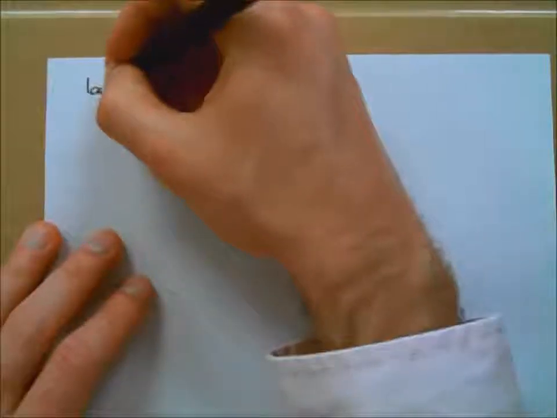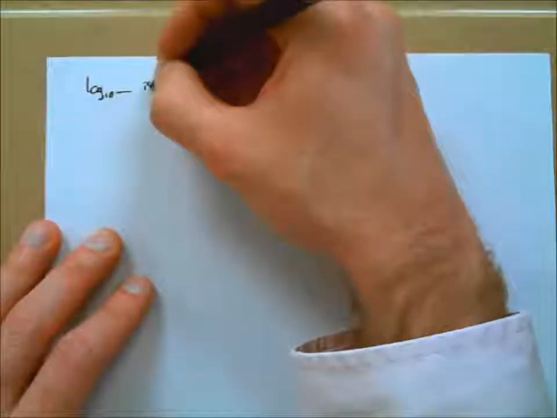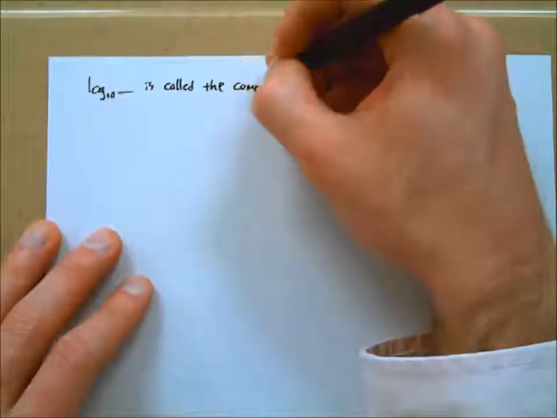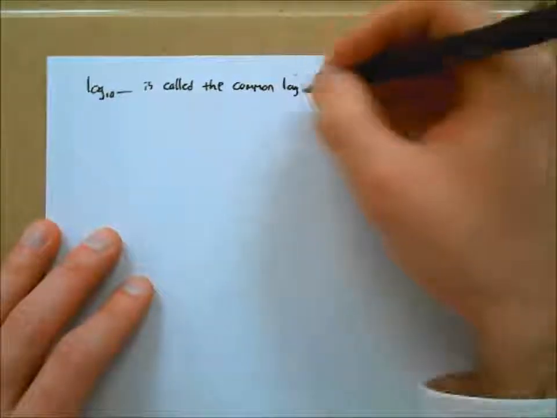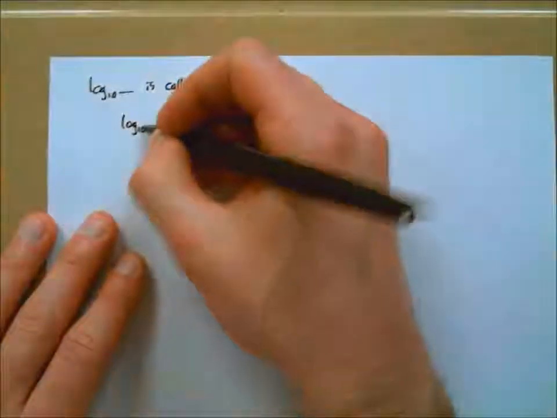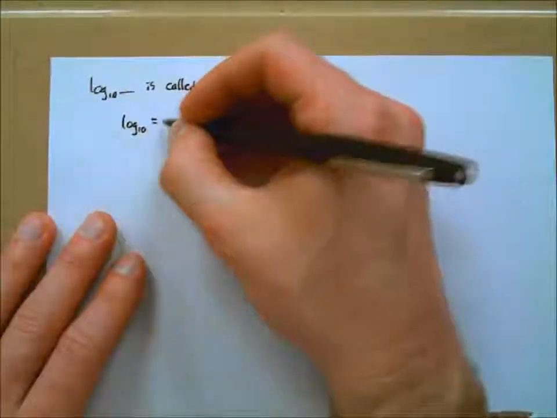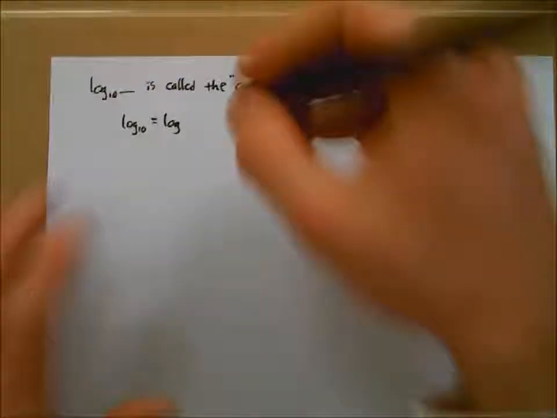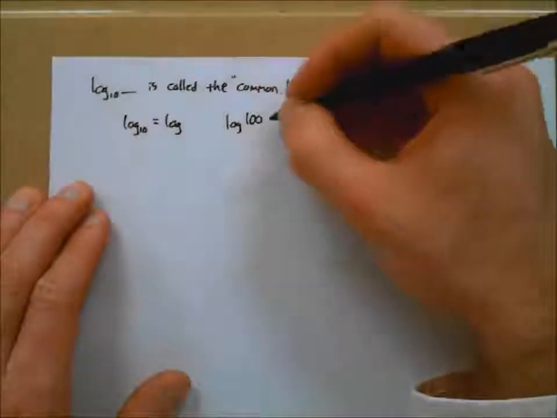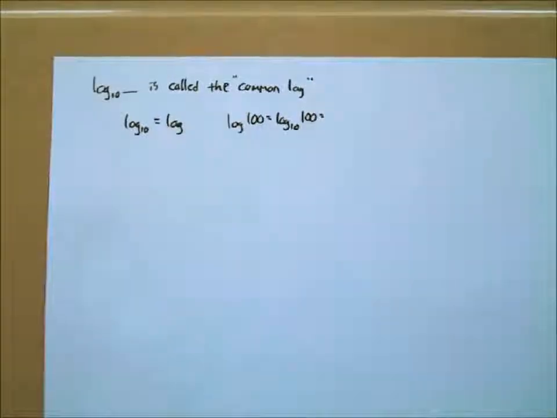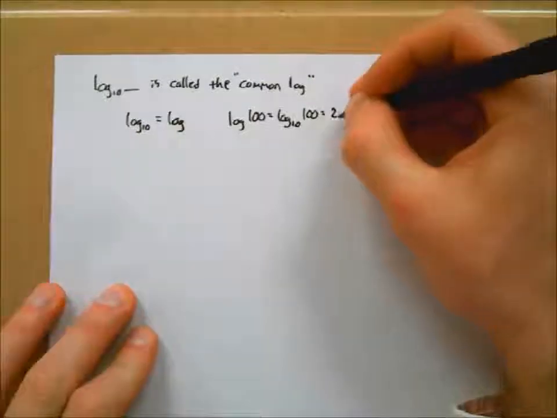Just a couple things to note. Log base 10 of something is called the common log. Also, on your calculators, you will not see log base 10 as a button. Log base 10 is the same thing as just log with no base written. So if you see log of 100, that's really log base 10 of 100, which is equal to what? 2. So if you type in your calculators log of 100, you get 2.